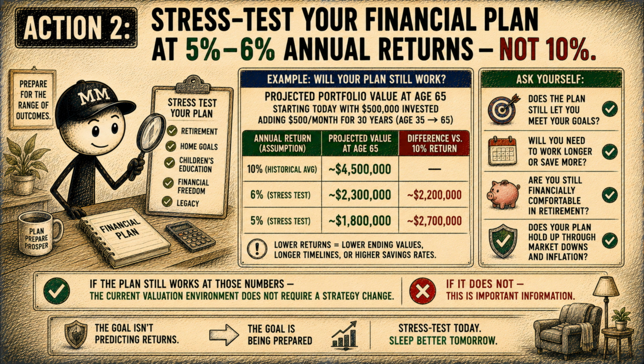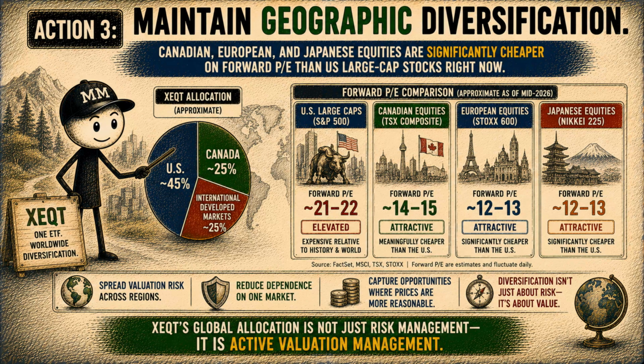Action 2. Calibrate your return expectations downward. The honest, evidence-based expectation for a globally diversified equity portfolio over the next 10 years, starting from current valuations, is probably 4% to 7% nominal annually, not 10%. This affects financial planning. The model that assumes 10% returns annually over the next decade should be stress-tested at 5% and 6%. If the plan still works at those numbers, the current valuation environment does not require a change of strategy.